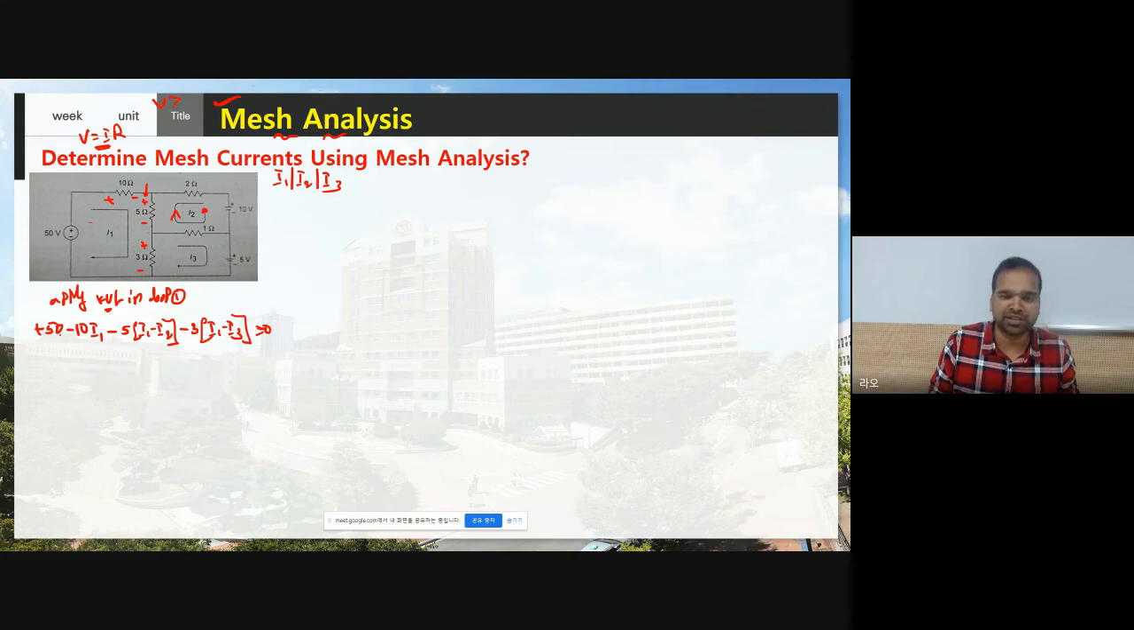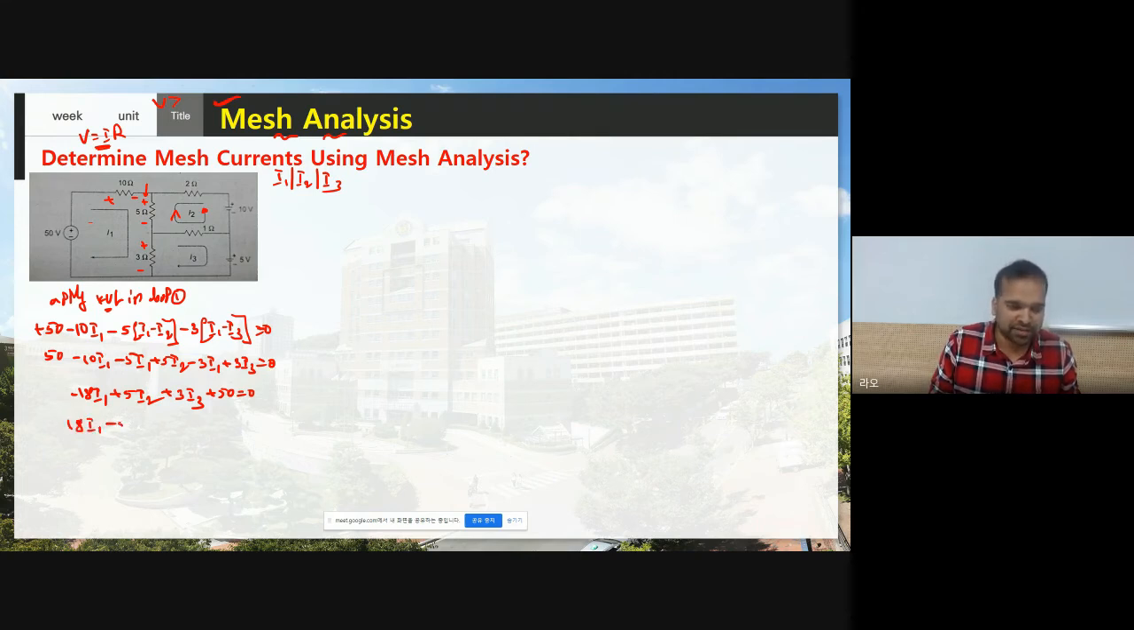Now you need to simplify this. Therefore 50 minus 10I1, and if you multiply the minus 5 inside, minus 5I1 plus 5I2. If you multiply the minus inside, minus 3I1 plus 3I3 equal to 0. You always need to write I1, I2, I3 and constant terms. So here minus 10, minus 5, minus 3, that is minus 18I1. And the I2 term is plus 5I2, and the I3 term is 3I3, and plus 50 equal to 0. Can I multiply the whole equation by minus 1? Yes.